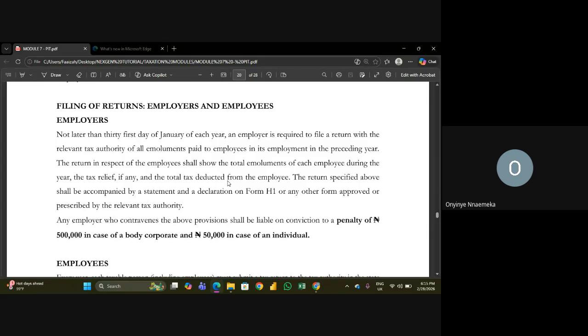So remember that we have talked about failure to pay, failure of remittance, where we talked about 10%. That is remittance. So this is filing of returns. Now, if the employer refuses to file returns, there's a penalty of 500,000 in the case of a corporate body, 50,000 in the case of an individual. Corporate body means a normal company. Individual, we're talking about sole proprietorship, partnership, and so on.